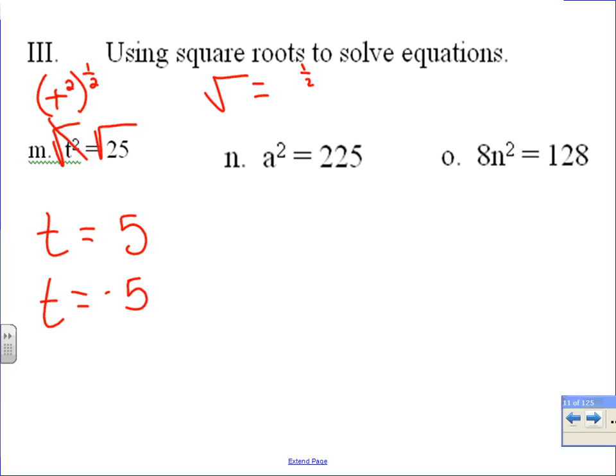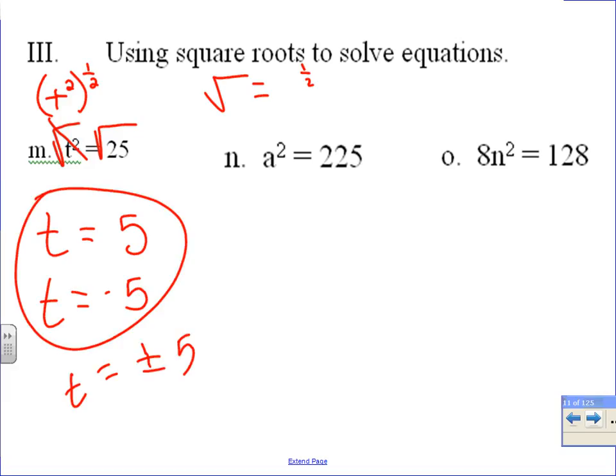Now, how you should write your answer is, so these are the two different answers. You should write it as t equals plus minus 5. Have you guys seen that plus minus sign symbol at all? There's a plus sign on top, minus sign on the bottom, to indicate there's two possible answers. Because you know if you're squaring something, whether it's positive or negative, you're still going to get the same answer. Does that make sense? Okay.